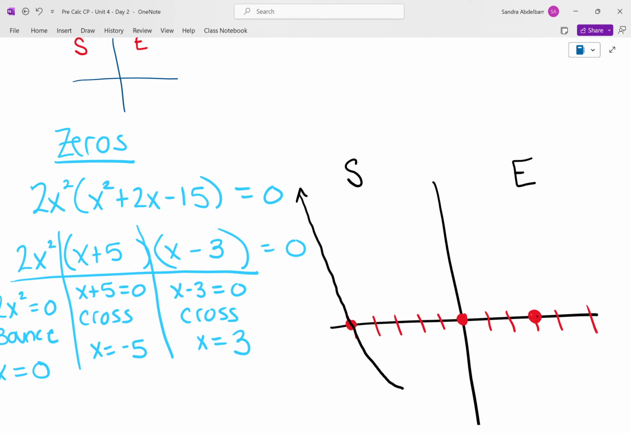Now I curve turn it, right? I don't make a V-turn, curve turn it. Now I curve turn it, what am I going to hit next? 0. Is that a bounce or a cross? So I hit the 0 and then I bounce back down. And the last one is x equals 3. Is that a bounce or a cross? Cross. So you come back up and you cross again.